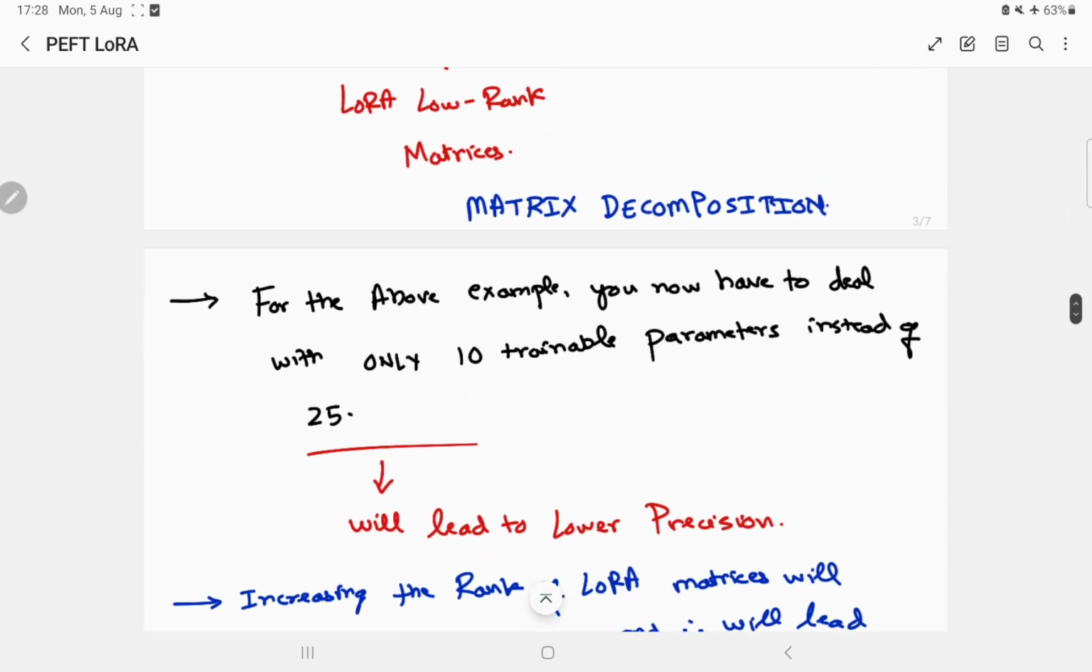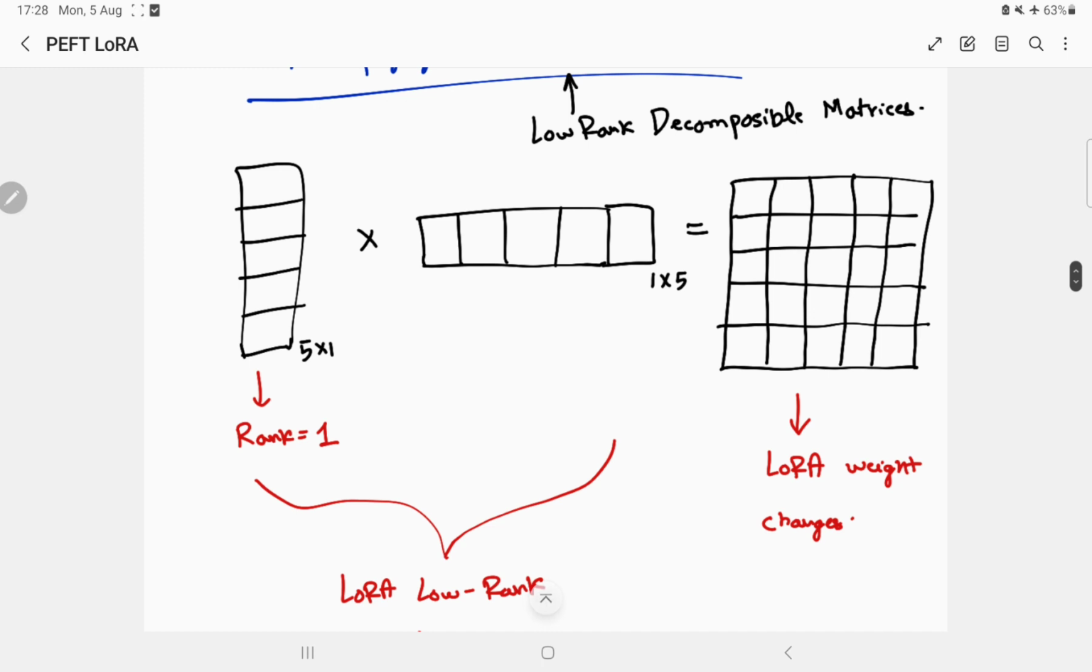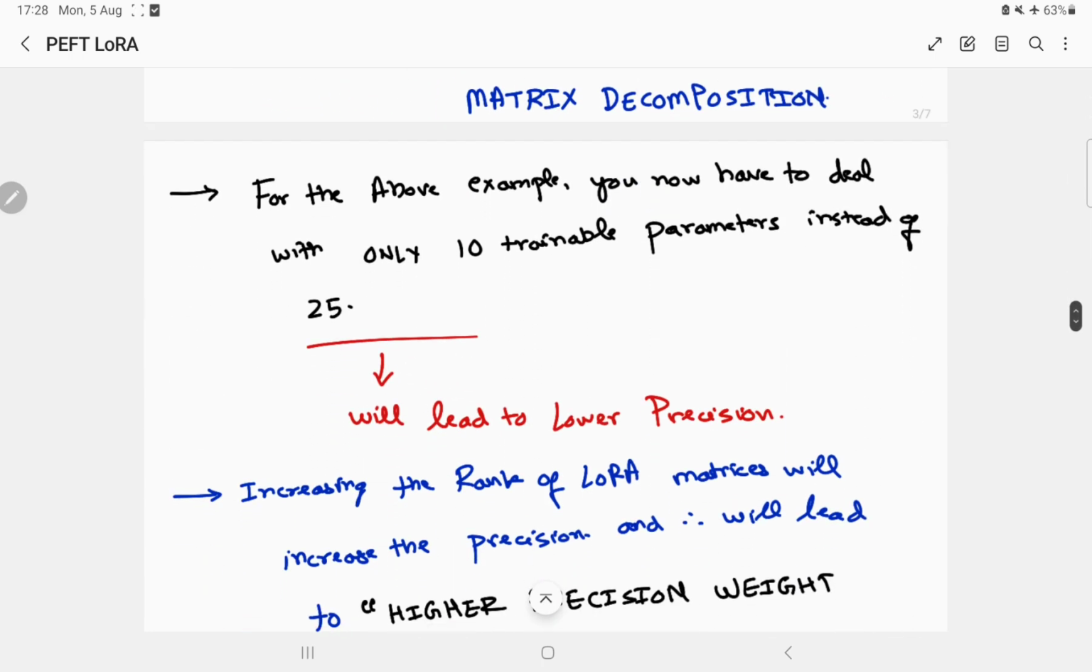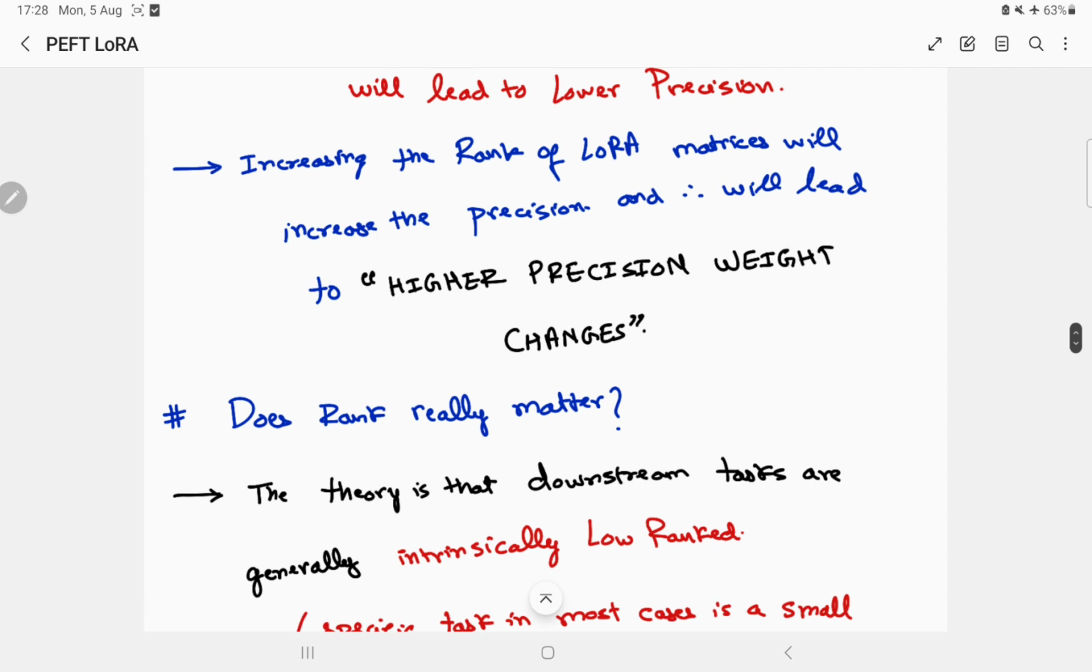And the advantage is that for the above example, as you saw, you only have to deal with 10 trainable parameters instead of 25. So 5 for this first matrix and 5 for this second matrix, and you would still end up with 25 parameters, but you would only have 10 learnable or trainable parameters in terms of the number of parameters that you would want to update. Now this will lead to a lower precision, of course, but increasing the rank of the LoRA matrices will increase the precision. That's pretty intuitive, because if you keep on increasing the rank, you would go towards the complete or the full parameter fine tuning route, and therefore it will lead to higher precision weight changes, right?